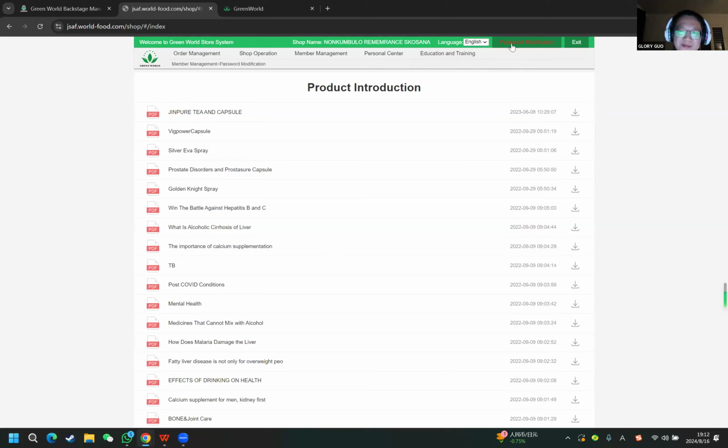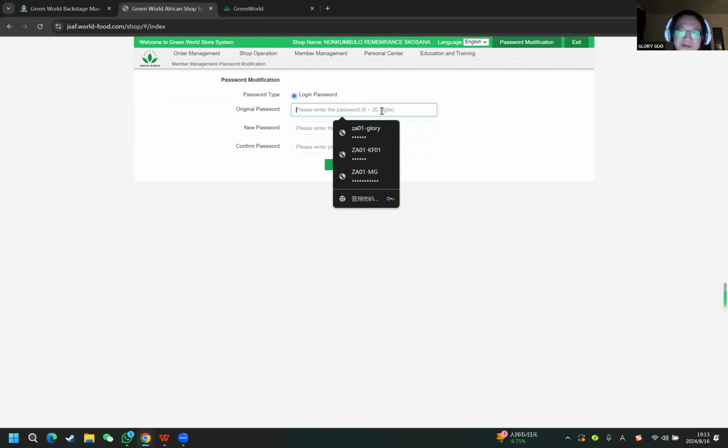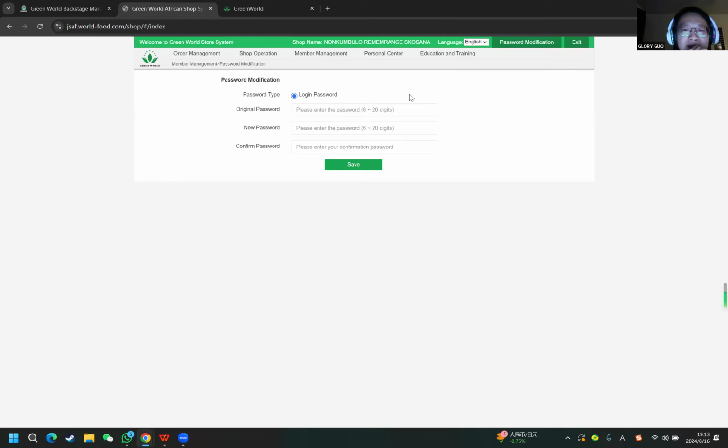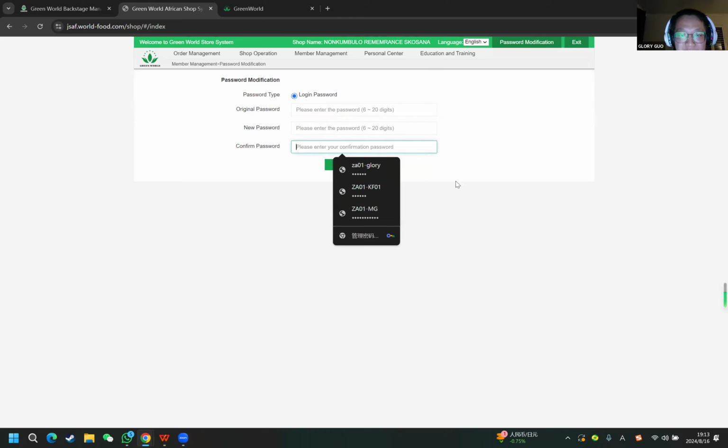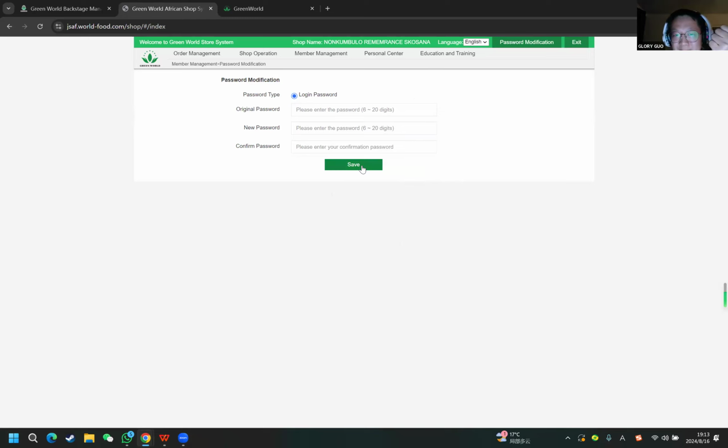Because each one of us uses the app. If you don't change the password, others can use your account, and then your BVs or e-coins will be stolen. So remember, the first thing when you log into the app is to change your password. It's very easy here. Put your original password, new password, and repeat it.